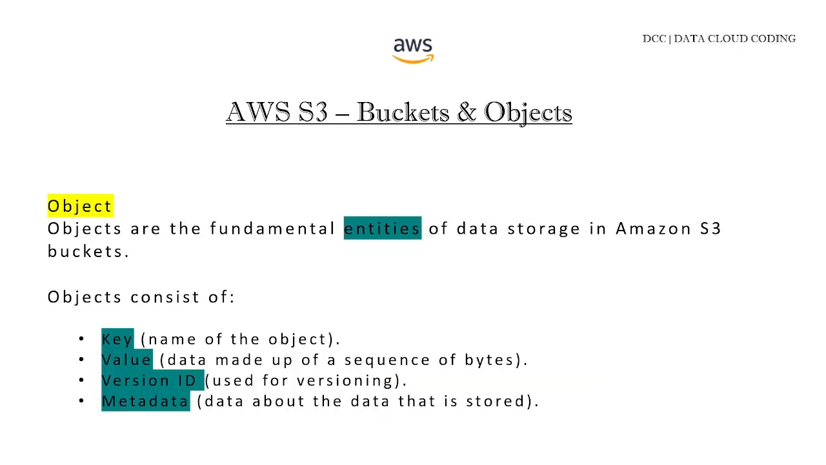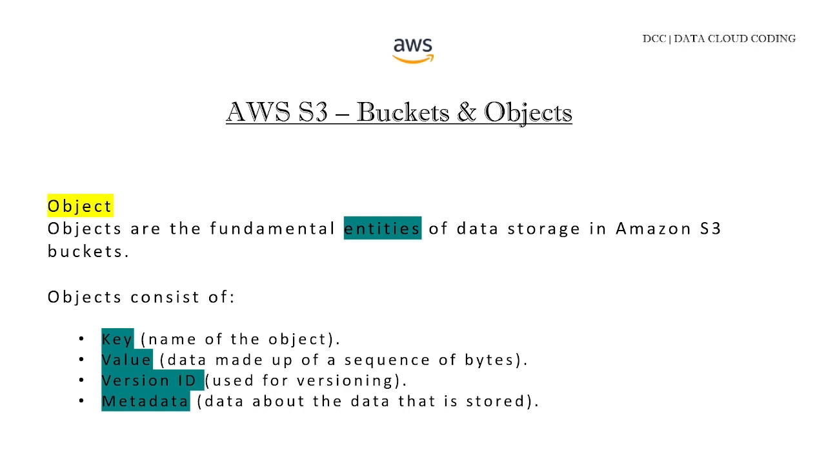And now talking about objects, the objects are the fundamental entities of data storage in S3 buckets. So consider objects as the data that you're trying to store in any AWS S3 bucket. So let's suppose you are trying to store a picture, in that case, the picture will be acting as an object. If you're trying to store a CSV file, in that case, the CSV file will be acting as an object, which is to be stored in the S3 bucket.